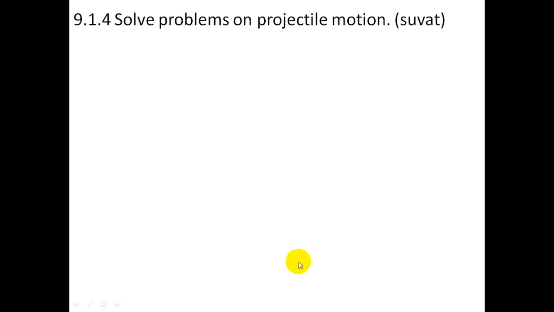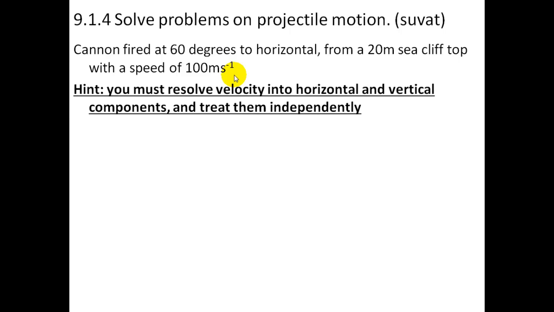Solving problems using the suvat equations and the conversion of energies. Okay, a cannon fires a cannonball at 60 degrees to the horizontal from a 20-meter sea cliff top with a speed of 100 meters a second. How do we look at this? First, when you solve this, you must resolve the velocity into horizontal and vertical components, and then you treat them separately, treat them independently.